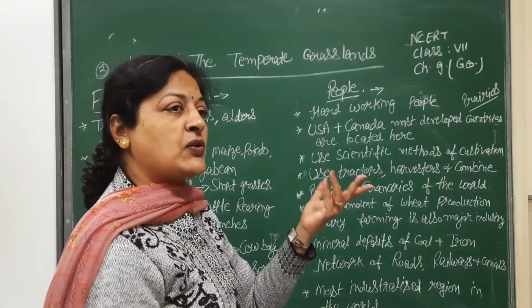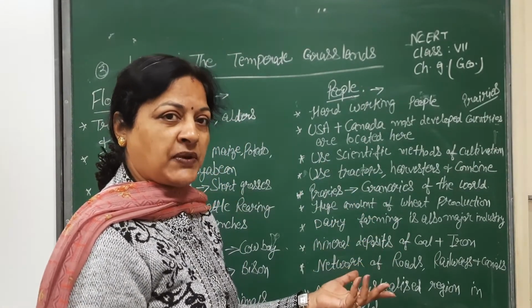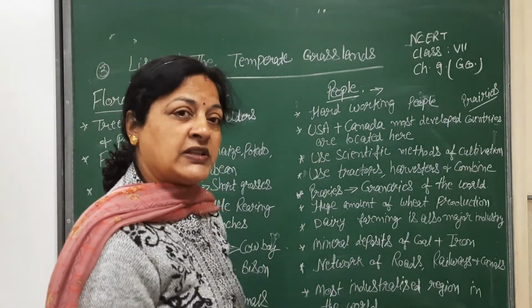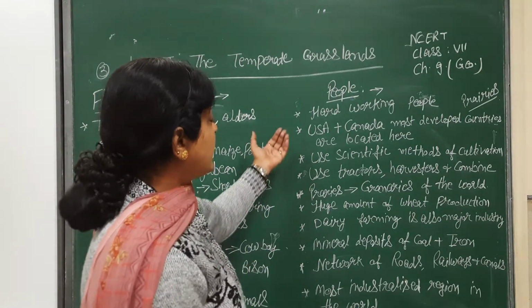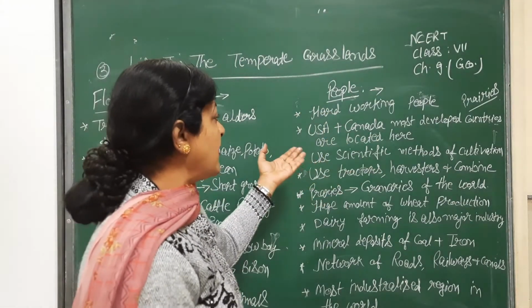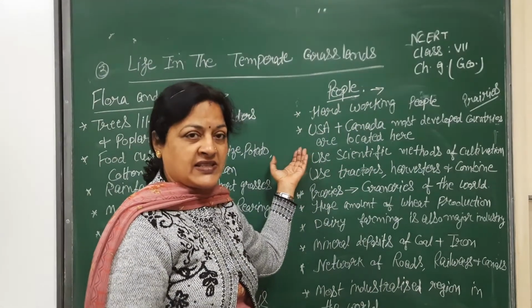Now we will talk about the people, what type of people are found in the prairies. The people here are very hard-working. They do very hard work. The USA and Canada, the most developed countries of the world, are located in the prairies.